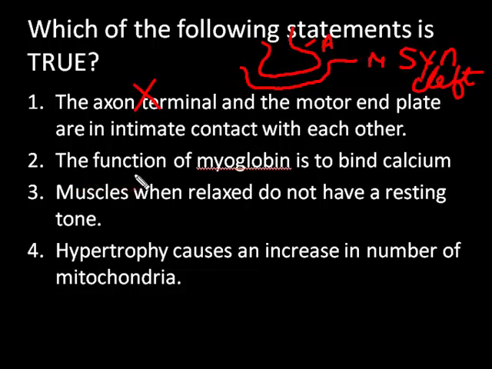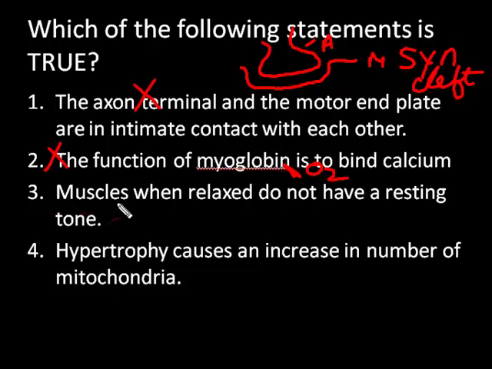The second one, which says the function of myoglobin is to bind calcium, is again false because the function of myoglobin is to bind oxygen, which is why you see myoglobin in the slow oxidative fibers. They have an excess of myoglobin. So this is to bind oxygen.